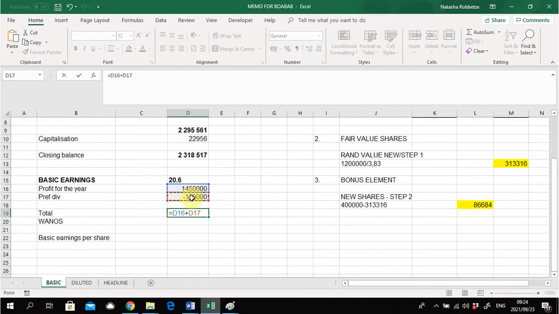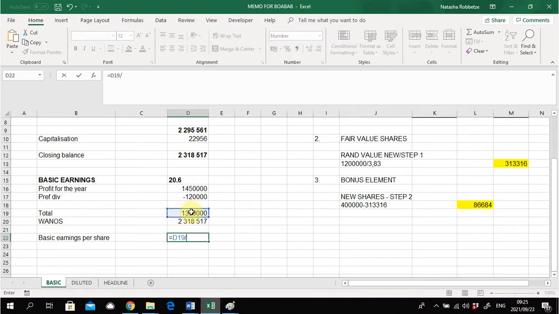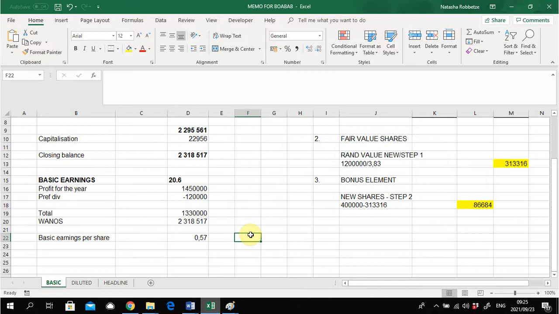And if I minus it, the total basic earnings is 1,330,000. From that point forward, I just need to bring over my weighted average number of shares as I've calculated them. And the basic earnings per share will then be the basic earnings total divided by the weighted number of shares. And I get my basic earnings to be 57 cents, 0.57, which is then the basic earnings per share for Boabab Limited.